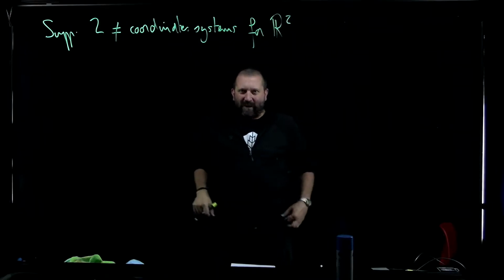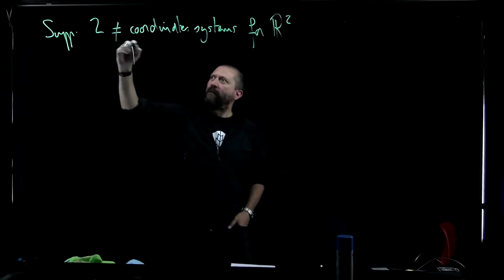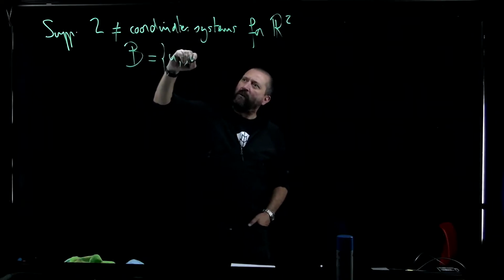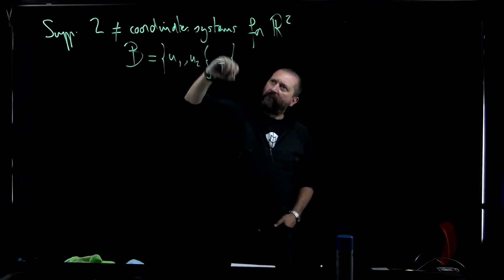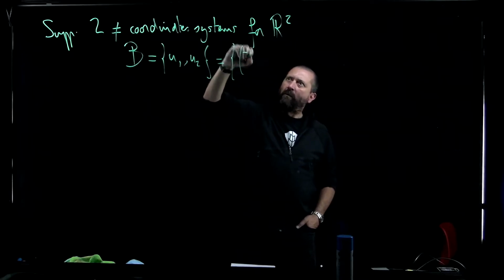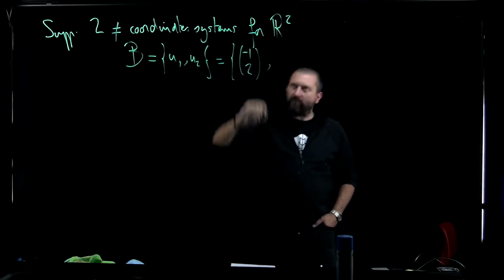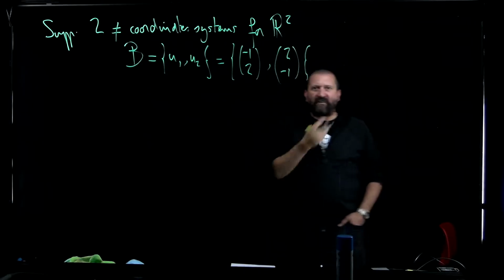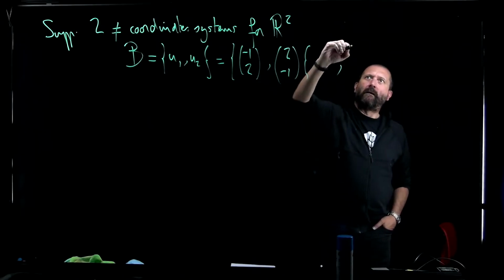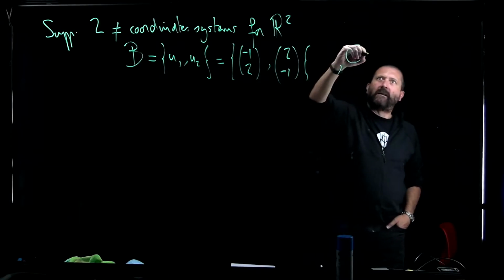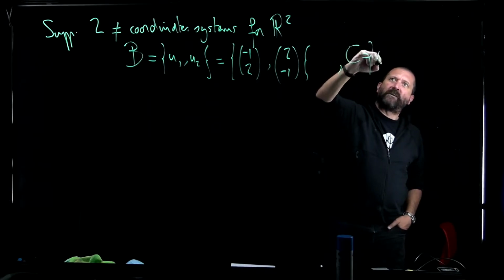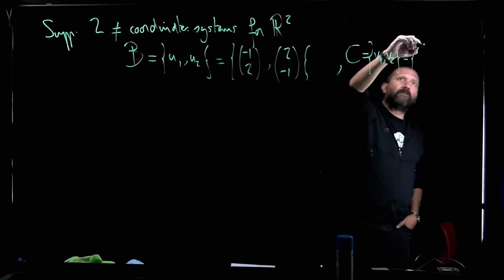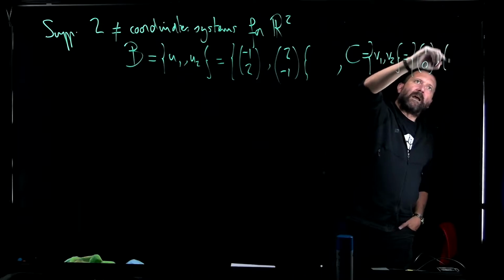So I have notes. The first one, we are going to call it B. It consists of two vectors, u1 and u2, and those vectors are (-1, 2) and (2, -1). Okay, and the second basis is the basis C. This one consists of the vectors v1 and v2, and those vectors are (1, 0) and (1, 1).